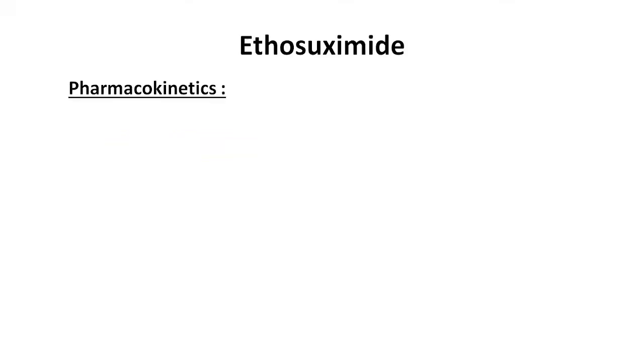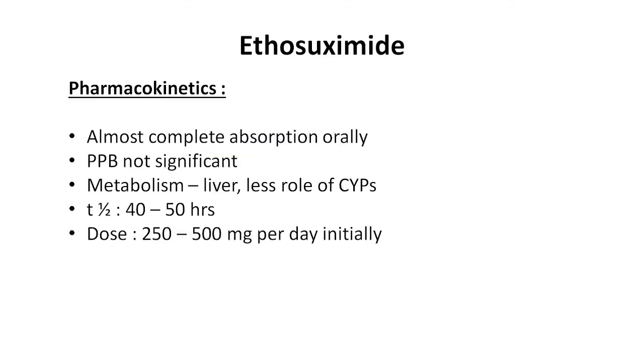Okay? So, that's all about ethosuximide. The pharmacokinetics: there is no significant plasma protein binding. I hope you all know what PPB is now. It's plasma protein binding. It gets metabolized in the liver, but there is less role of CYP enzymes. So that is why in the previous drugs you did not see ethosuximide as part of drug interactions, because it has very little metabolism through CYPs.